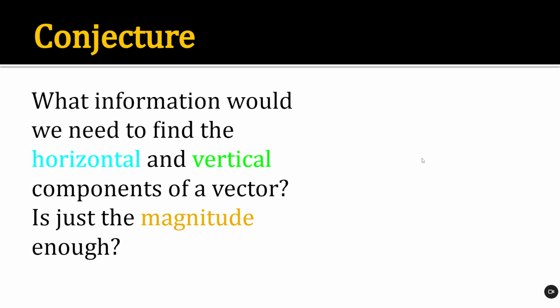But what about the inverse? Could we use the magnitude to find the components? So what information would we need to find the horizontal and vertical components of a vector? We know what to do if we start with this information, but how do we end up with this information? Do we just start with the magnitude and we can get there?